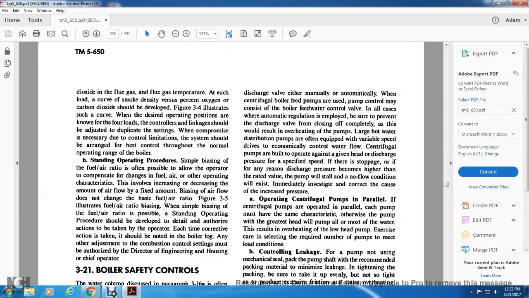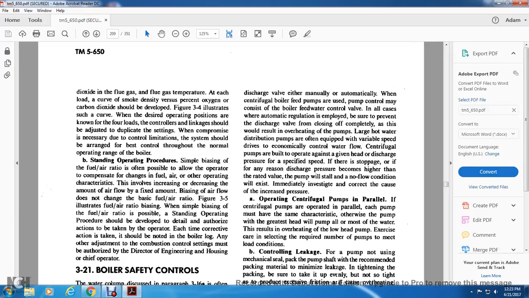Standing operating procedure: simple biasing of the fuel-air ratio is often possible, to allow the operator to compensate for changes in the fuel-air ratio, operating with the characteristics involved with increasing and decreasing the amount of airflow with a fixed amount of biasing. Biasing of the airflow does not change the basic fuel-air ratio. Figure 3-5 illustrates the fuel-air ratio biasing.